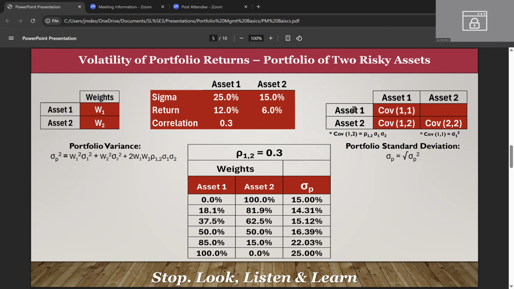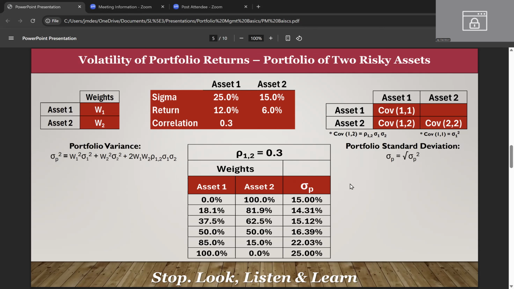And then we also have to look at the variance of asset two, because that will also contribute to the overall portfolio variance, right? And if you look at this formula, we're going to take the weight of asset one and square that weight, and then multiply that by the variance of asset one, and then add to that the product of the weight of asset two squared and the variance of asset two, right? And so that's the beginning part.